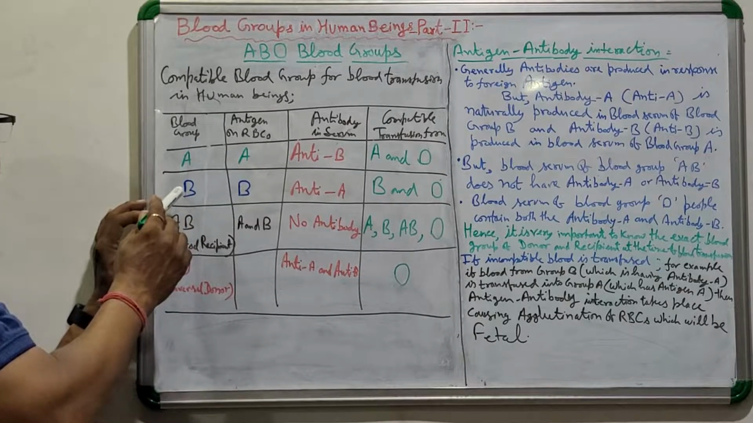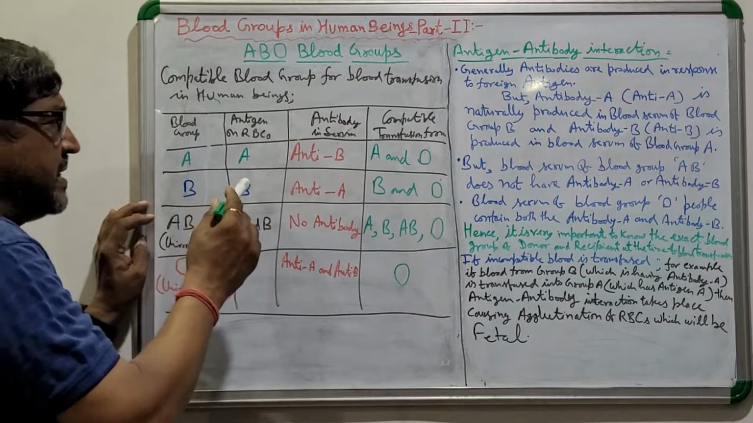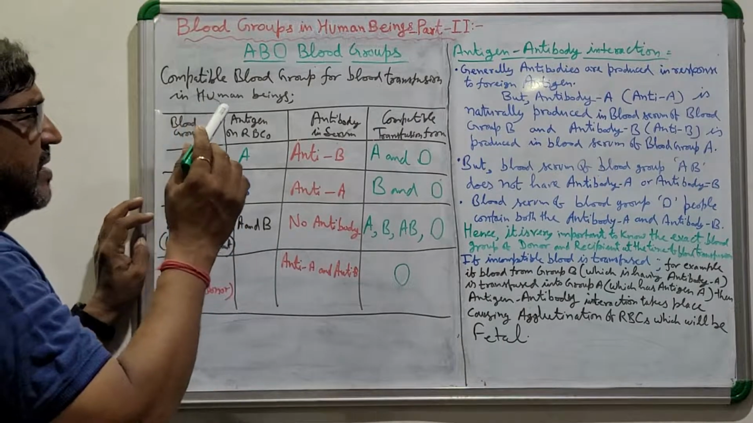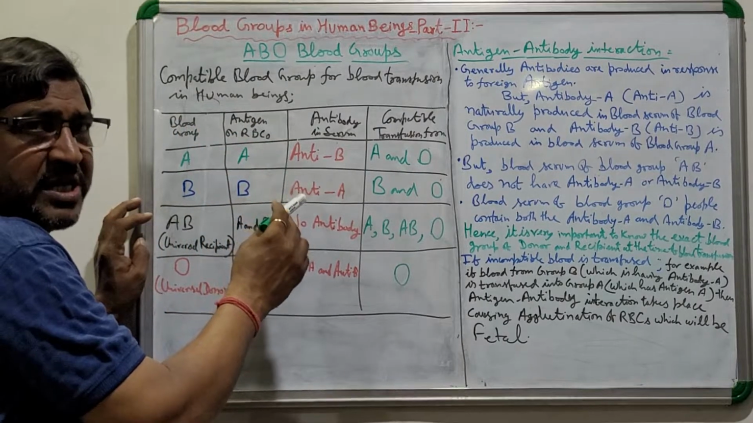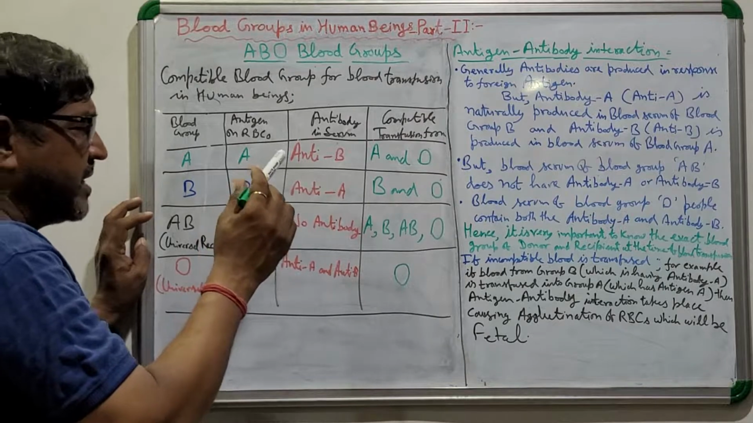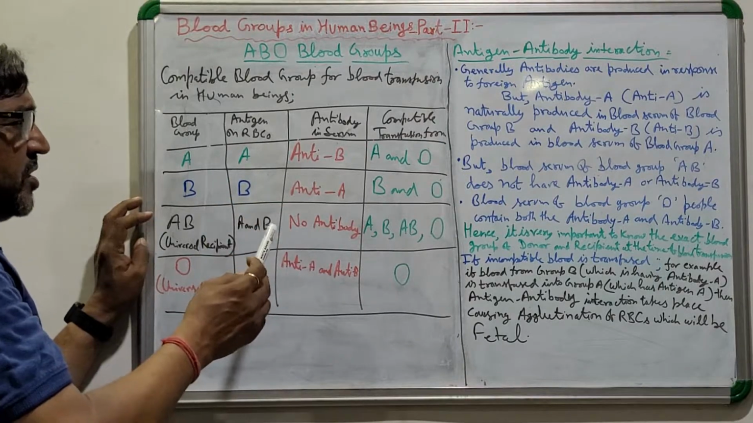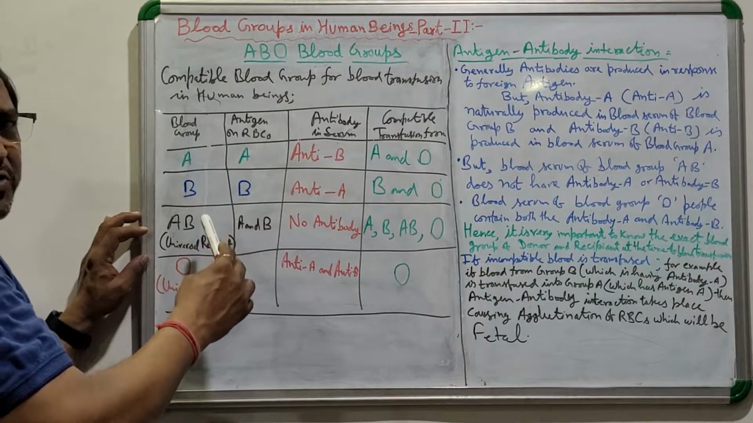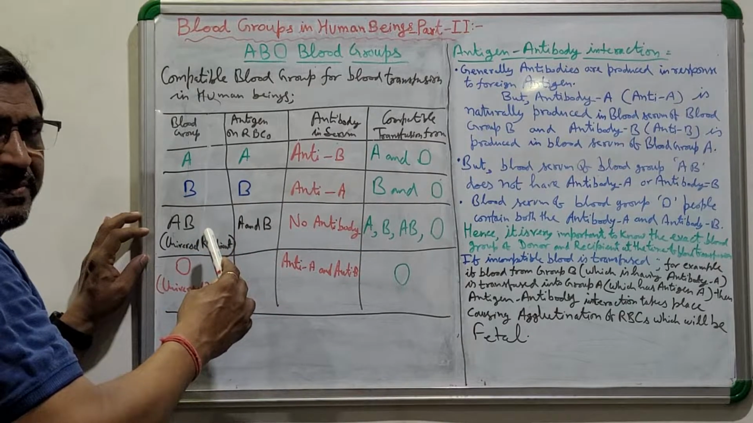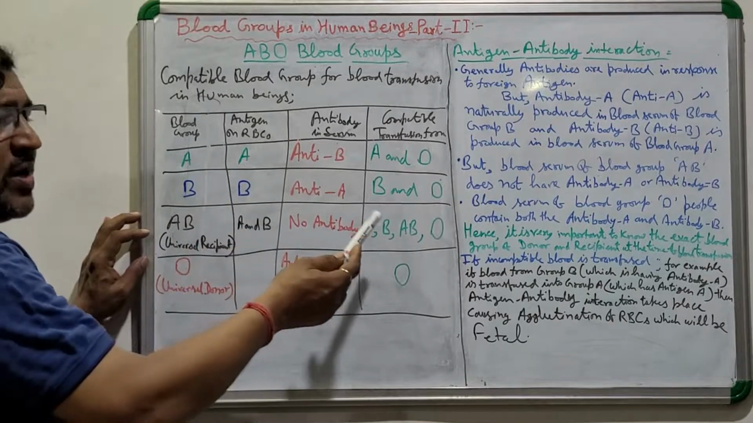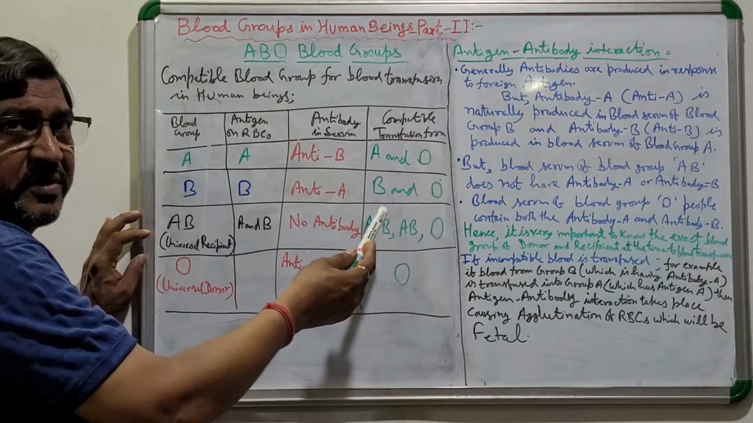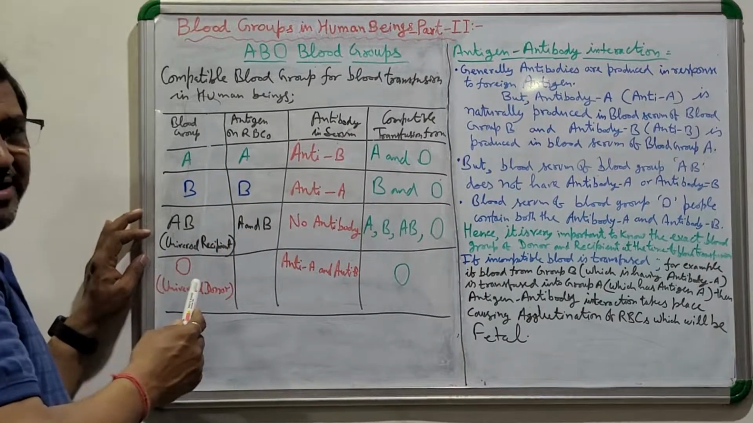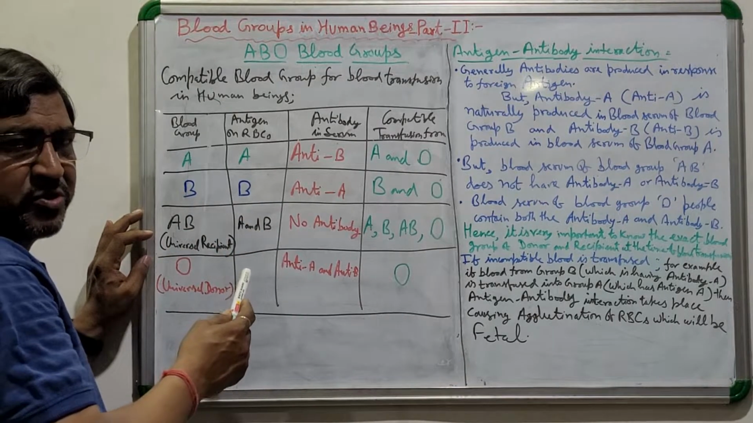Similarly, in case of B blood group, B is having antigen B on its RBCs, and in serum antibody A is present, so you can only transfuse B blood group into B as well as O. Theoretically, O can also be transfused in B.